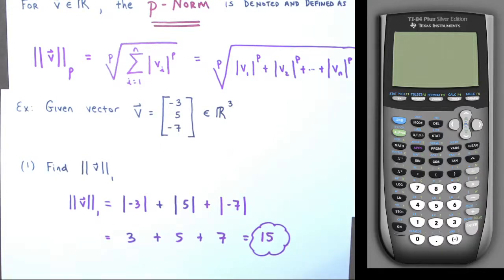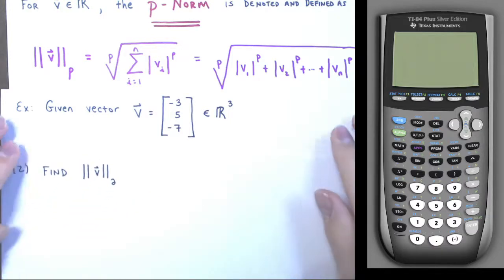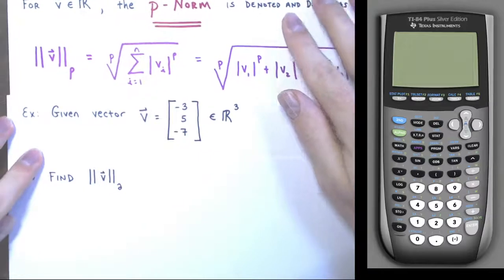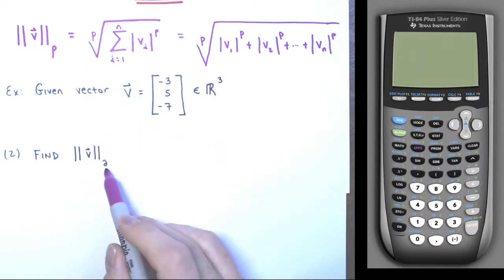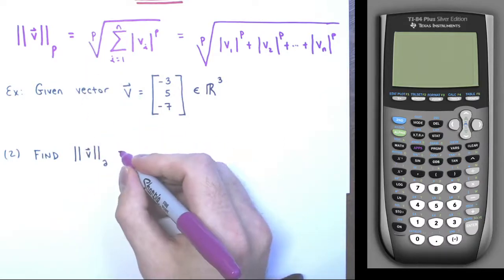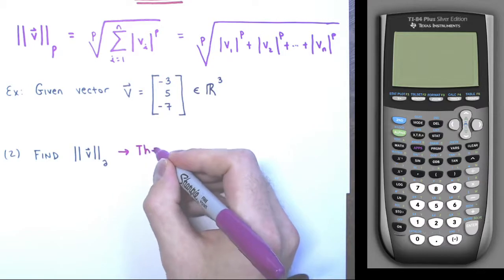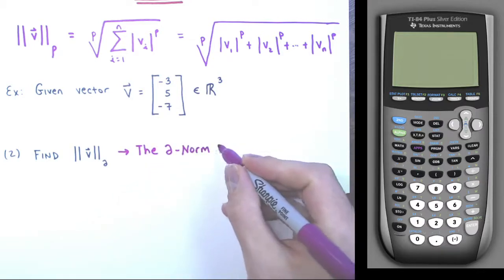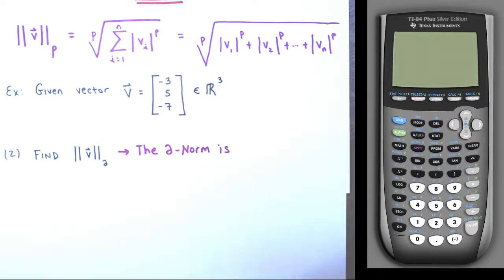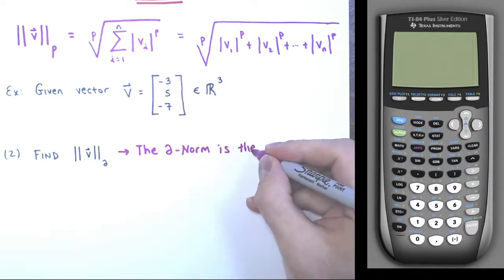All right, same vector, -3, 5, -7, the same vector from R3, but now I want to find the 2 norm. Well, as I mentioned earlier, if you're looking at the 2 norm, the 2 norm is the Euclidean norm, the standard Euclidean norm.